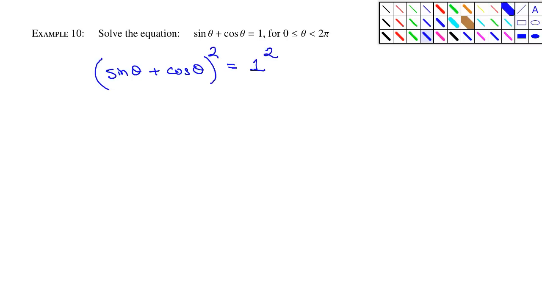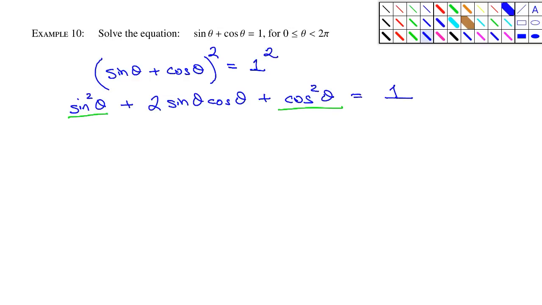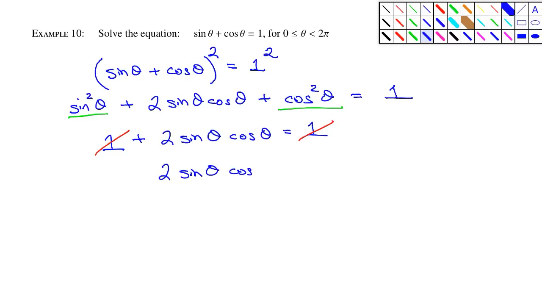When we square it, we need to use FOIL and multiply out the left side. When you do, you get sine squared of theta plus 2 sine theta cosine theta plus cosine squared theta is equal to 1. Don't forget the middle term. Next, sine squared theta plus cosine squared theta is the Pythagorean identity. That simplifies to 1. That leaves us with 1 plus 2 sine theta cosine theta equals 1. 1's cancel. That leaves us with 2 sine theta cosine theta equals 0.